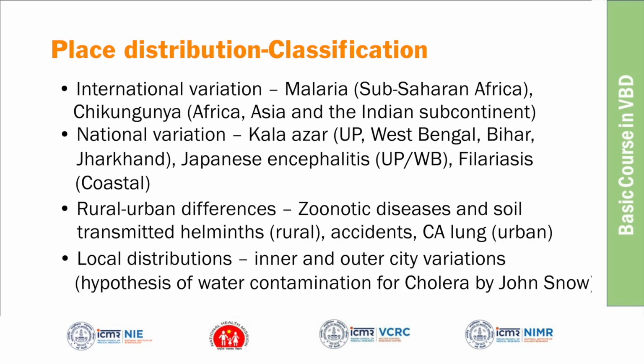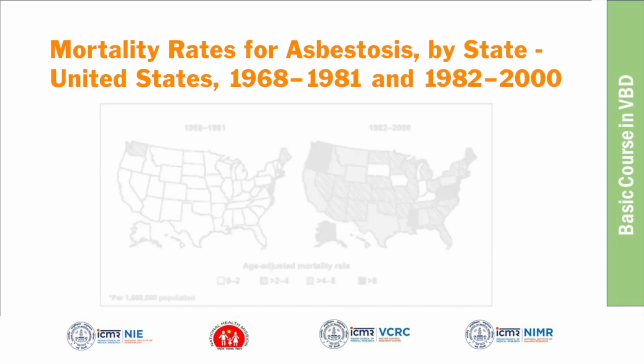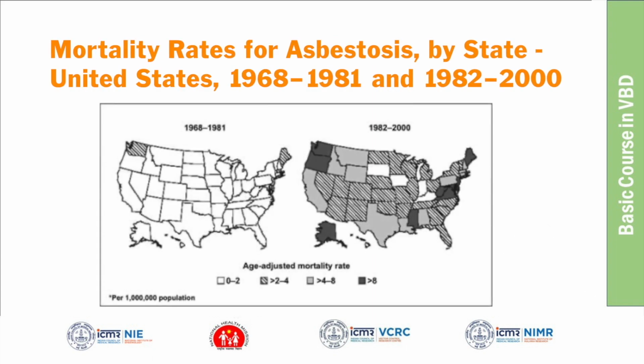And another one is local distribution. It may be inner and outer city variations. The classic example is the cholera outbreak explained by John Snow. This is the example of a spot map, which gives you the idea of what all the geographic areas affected in which duration. Here we can have time, place, and person actually.